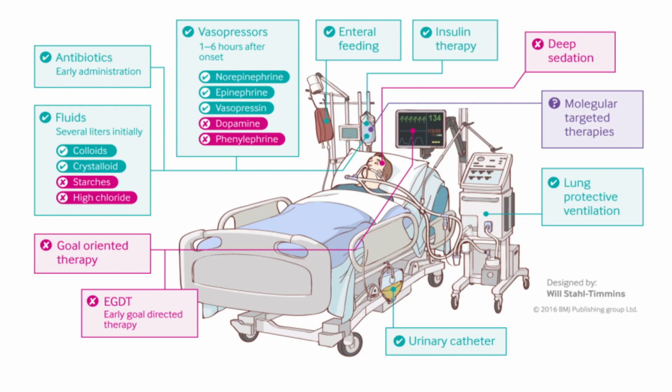Urinary catheter should be inserted. Lung protective ventilation should be given, keeping in mind that patient can go into ARDS. Deep sedation should be avoided. Vasopressors like norepinephrine, epinephrine, and vasopressin only have to be used. Dopamine and phenylephrine are contraindicated. Enteral feeding should be started, and insulin therapy should be given if blood sugar levels are high.